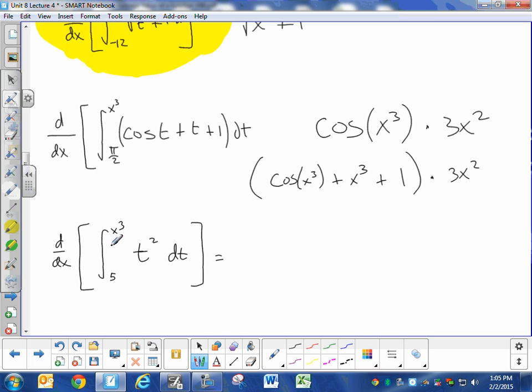What about this? You don't know what the antiderivative of e to the t squared is, but you could tell me the derivative of the area from 5 to x cubed of e to the t squared by applying the second fundamental theorem of calculus.